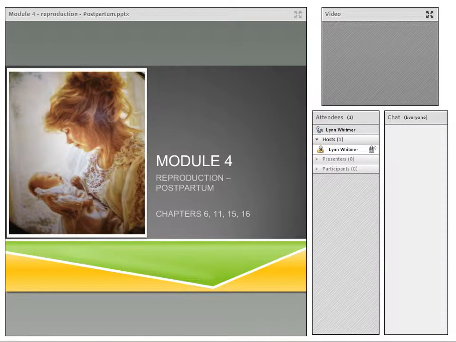Again, the concept is reproduction, and we're just about ready to conclude the reproduction portion of our concepts. Module 4 takes a review of Chapter 6 and Chapter 11, just to review those, and now moves into Chapter 15 and 16, which is the normal and then the abnormal portions of postpartum care. This is a much shorter presentation than what you've had in the past, but it's still very informative.